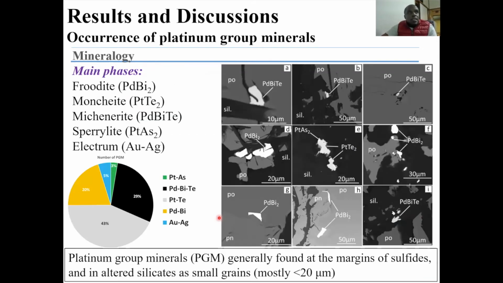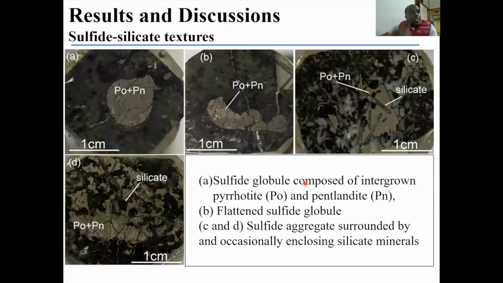Now, these are the platinum group minerals. We've got mostly palladium and platinum bismuth tellurides and some electrum. They are mostly small grains, mostly less than 20 micrometers, and they are found at the margins or edges of the sulfides, and mostly in the altered silicates as free grains.